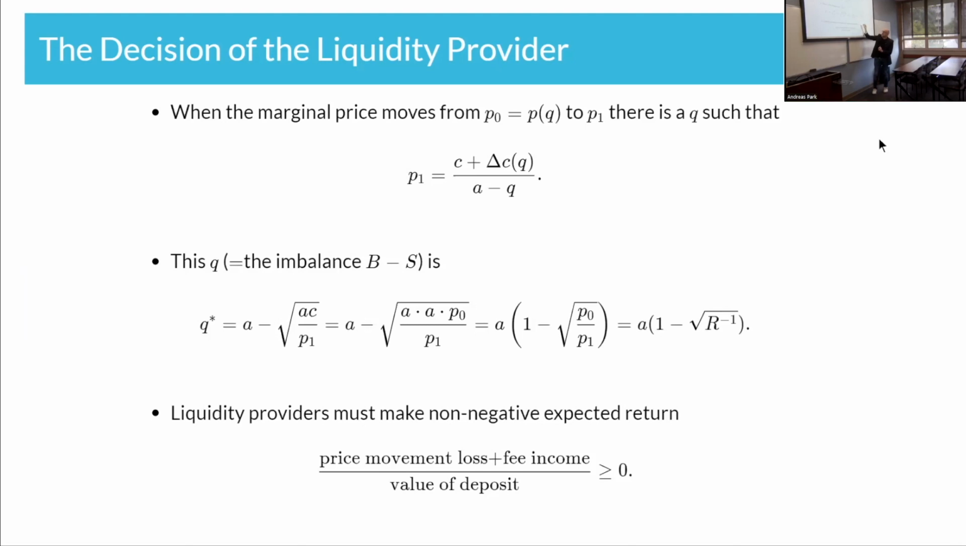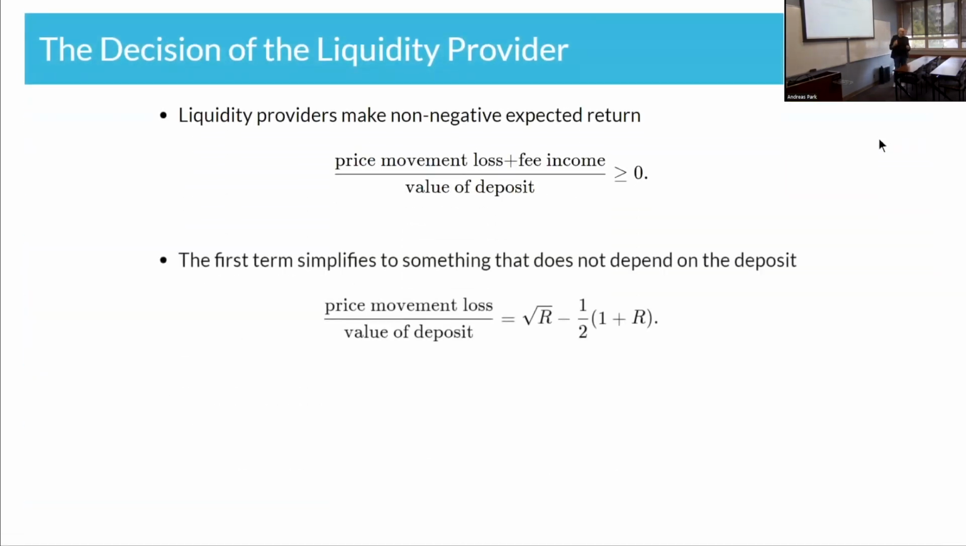Now, the liquidity providers must make a non-negative expected return. I want to express everything in terms of returns so that I don't actually have to worry about the deposit. Therefore, it needs to be the case that the price movement loss plus the fee income, divided by the value of the deposit, has to be non-negative. So I look at the price movement loss divided by the value of the deposit. The value of the deposit is P0 times twice the amount of the assets, or twice the amount of cash. I can express that, and again, it's just a function of the returns. So it's the square root of the return minus 1/2 times that.